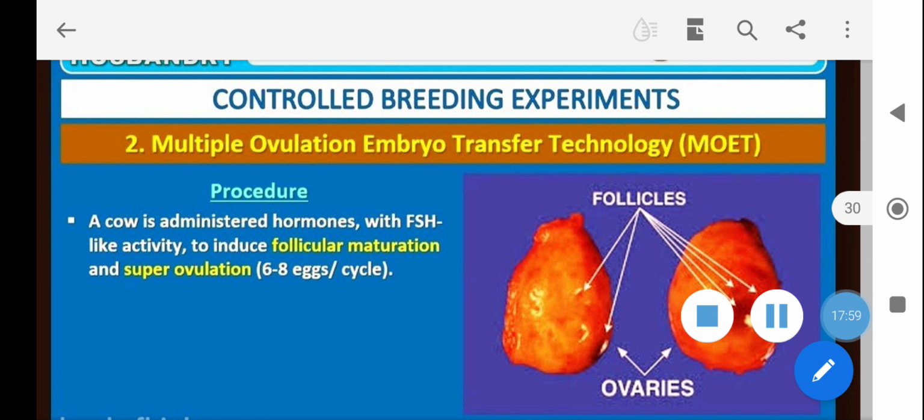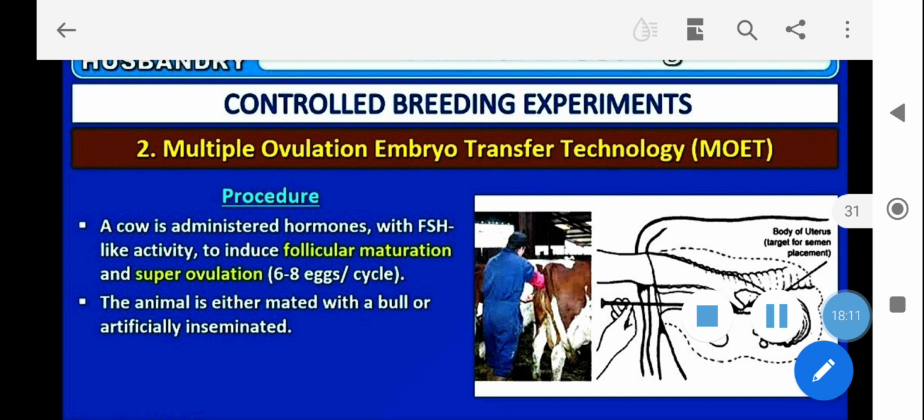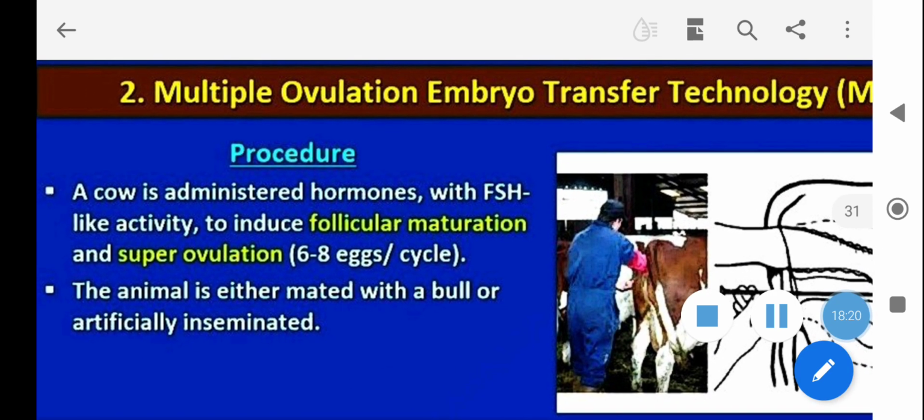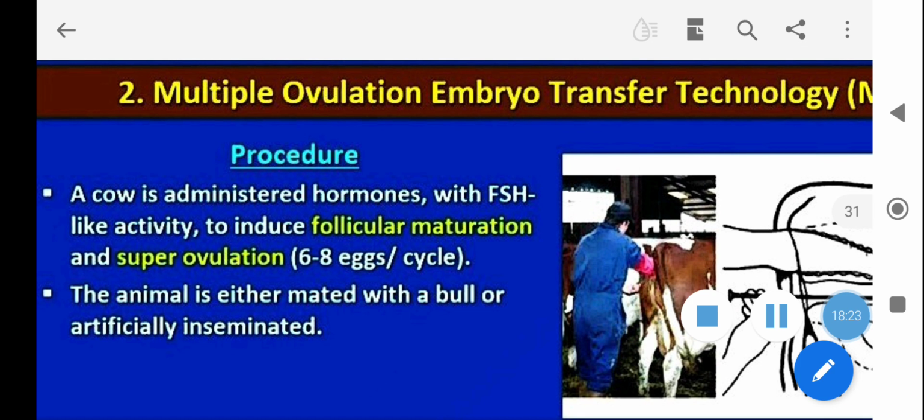High milk yielding breeds of female and high quality meat yielding bulls have been found to be successful to increase herd size in a short period. So in this, the cow is administered a hormone like follicle stimulating hormone for follicular maturation and superovulation. Around 6 to 8 eggs are formed per cycle, and then the animal is either mated with a bull or artificially inseminated, and whatever embryo is formed in the uterus of that female is removed surgically or without surgery, and then it is administered into the surrogate mother.